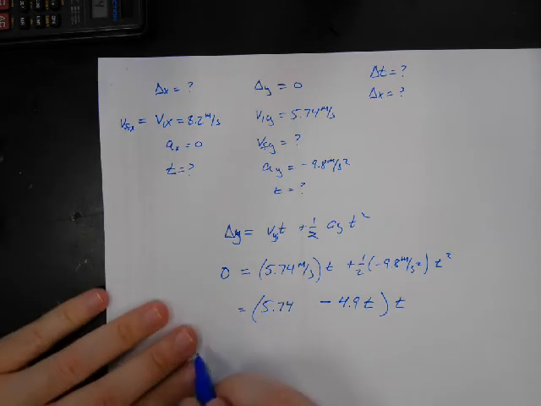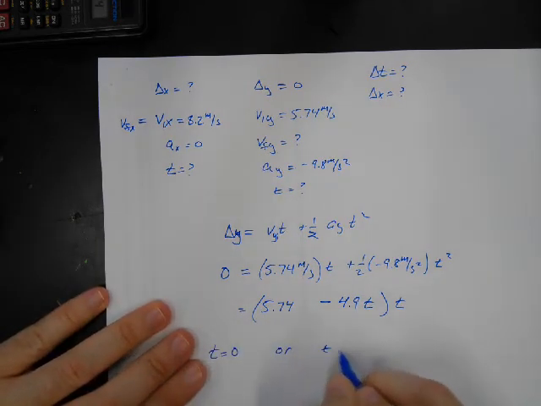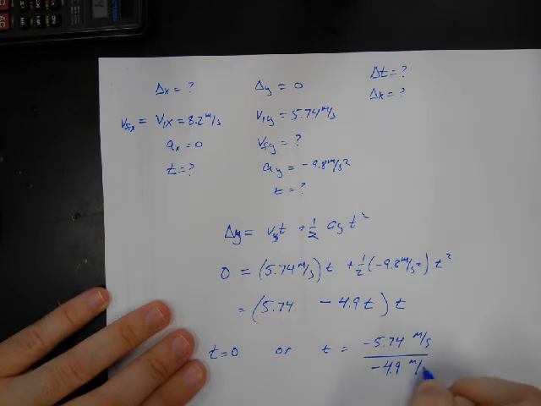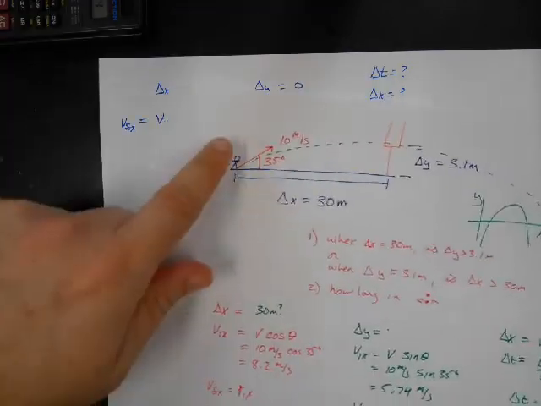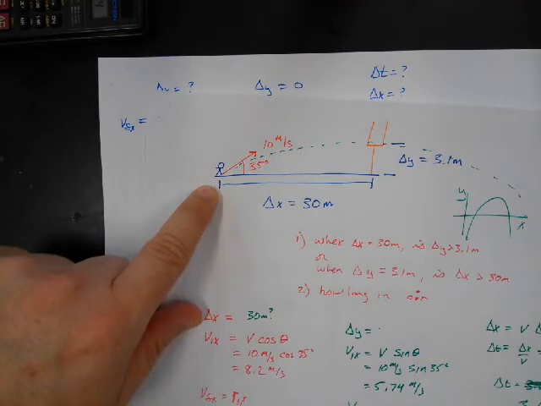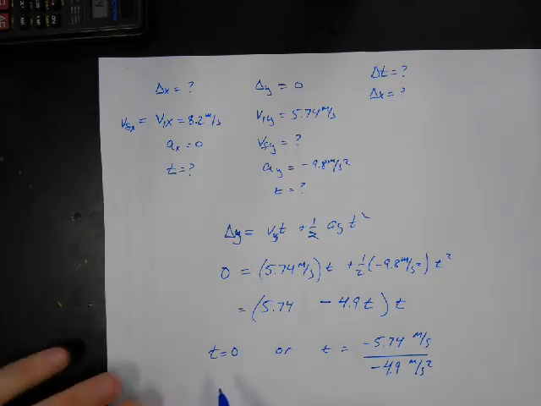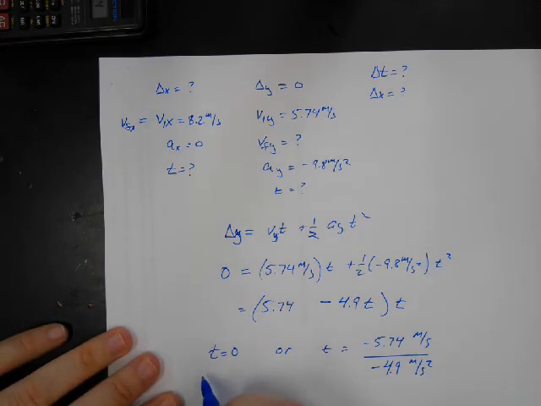So that means it has 2 solutions. T equals 0, or t is minus 5.74 meters per second divided by minus 4.9 meters per second squared. T equals 0 is understandable. That's the moment you kick the ball. It's on the ground. So that's the moment where the motion begins. We expect that. This is what's called trivial. Right.